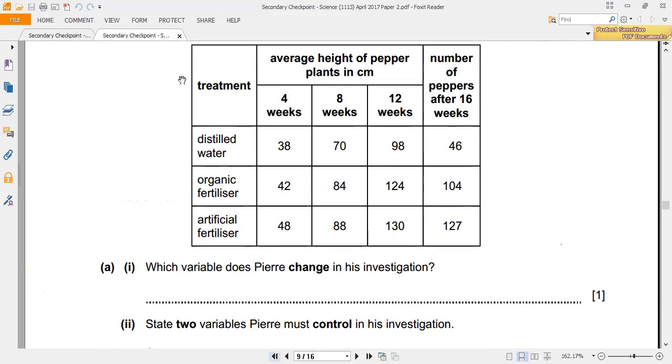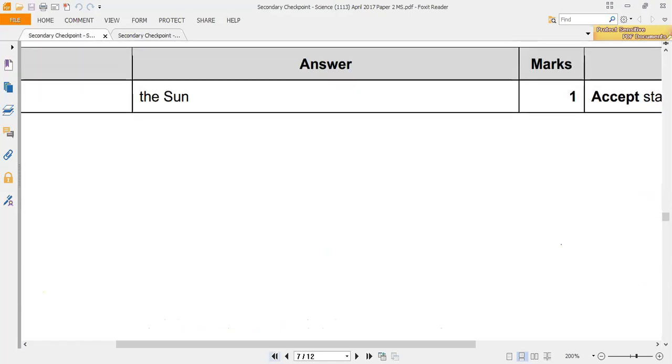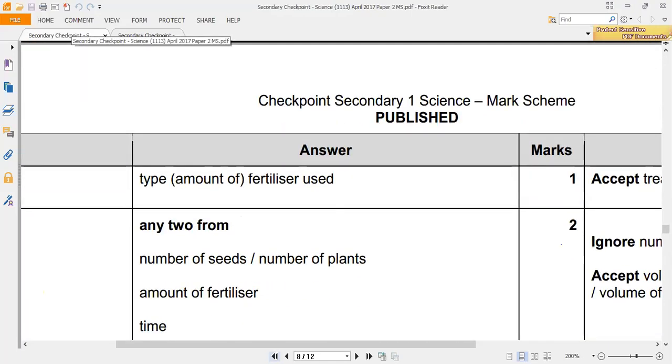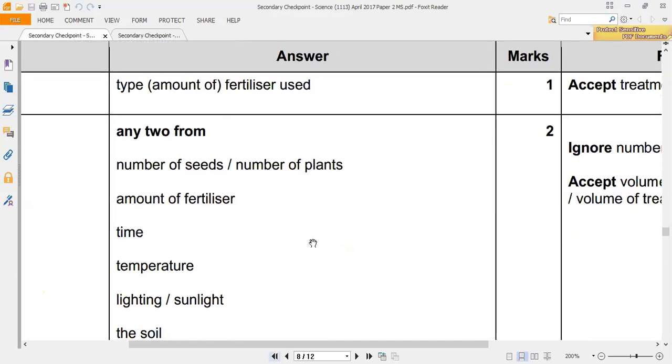AI, which variable does Pierre change in his investigation? Again, in the same exam, okay? The one that he changed is the independent variable. The independent variable. The one that we change on our own. It's not depending on anything, okay? Of course, clearly, it's the fertilizer or the type of the fertilizer, okay? This is very important to know. And you need it also next year in chemistry, in physics, and also in biology. The type of fertilizer is the independent variable.